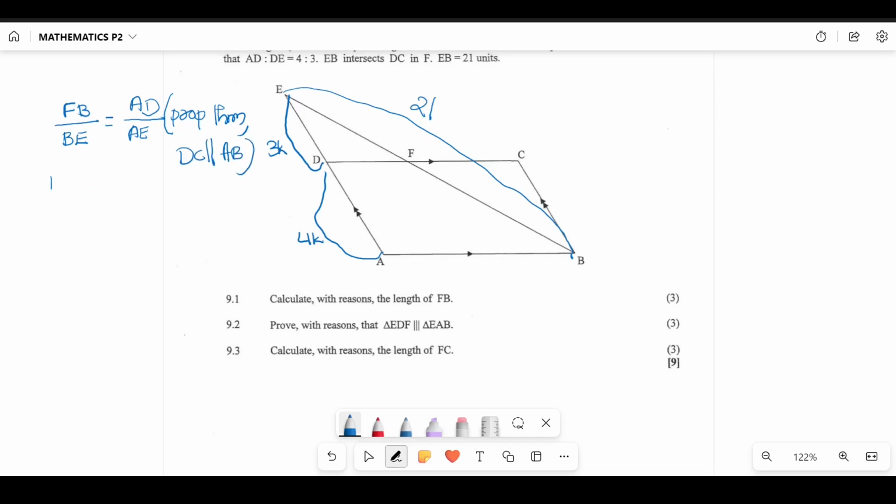Now let us write what we know here. FB over 21 equal to AD is 4K over AE is 7K. It's the total length on this side, 3K plus 4K, 7K. So therefore FB is equal to, K and K cancel, 4 over 7 times 21, which will give you 12 units.